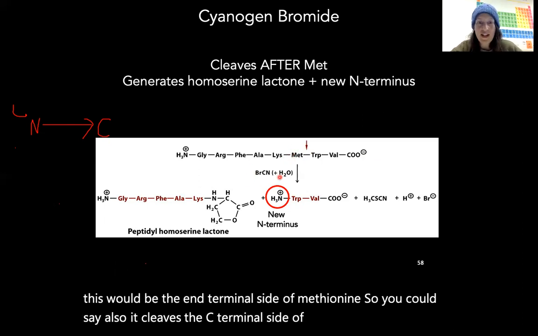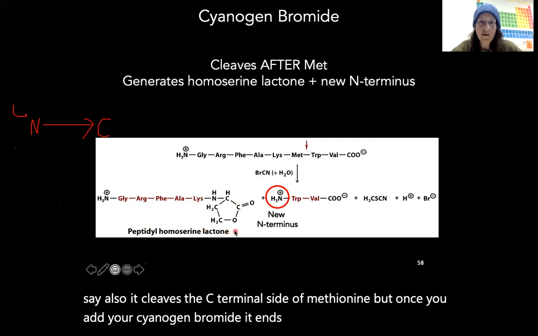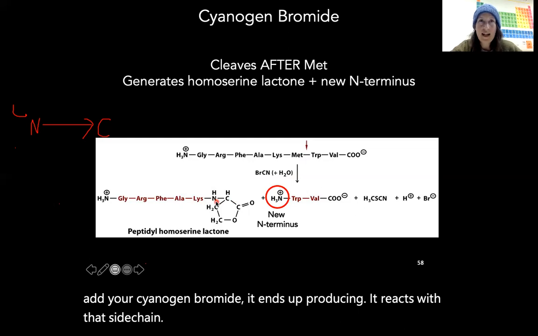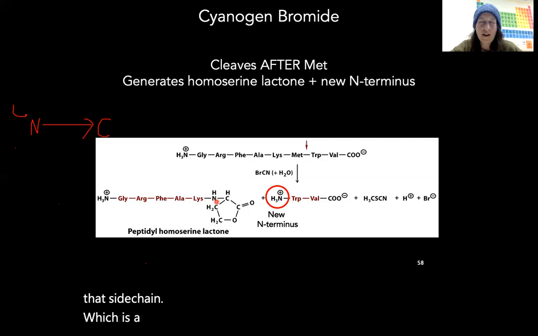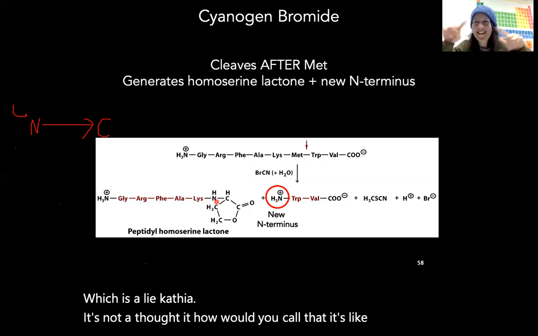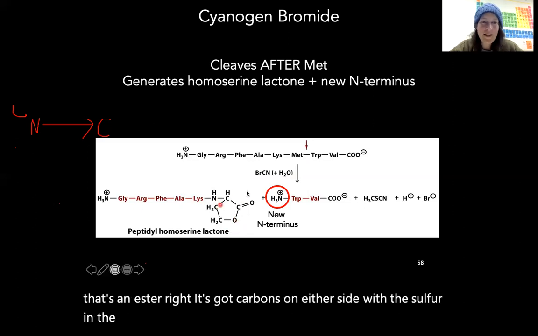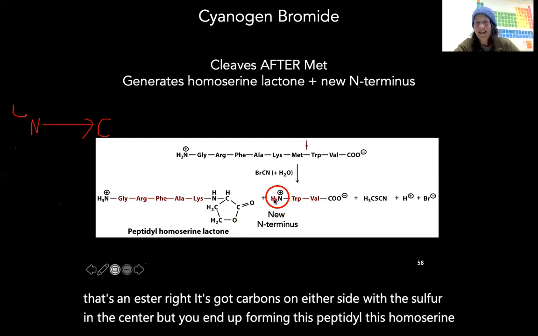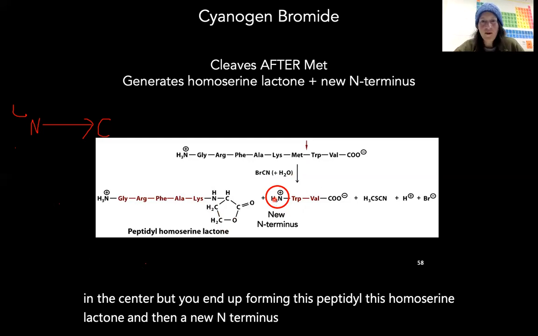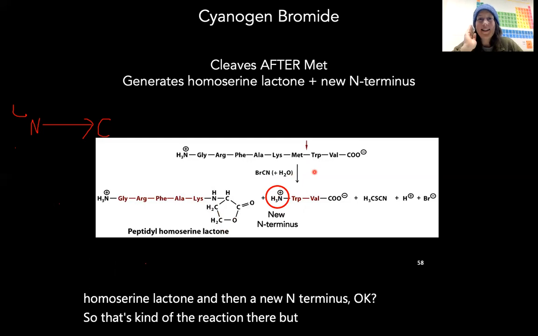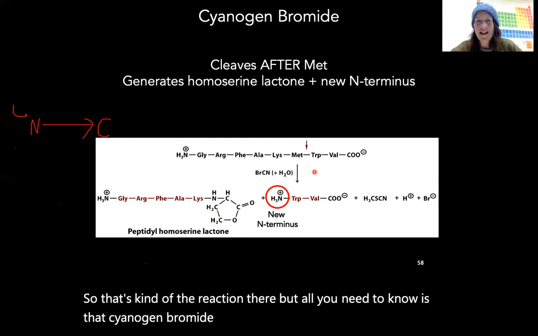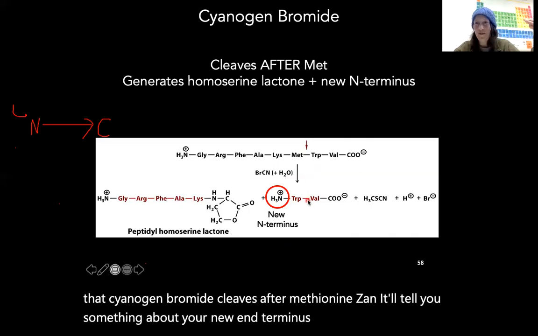But once you add your cyanogen bromide, it reacts with that side chain, which is like a sulfur, but that's an ether, right? It's got carbons on either side with the sulfur in the center. You end up forming this homoserine lactone, and then a new N-terminus. So that's kind of the reaction there. But all you need to know is that cyanogen bromide cleaves after methionines, and it'll tell you something about your new N-terminus. This makes a lot more sense when we have a practice problem in front of us.